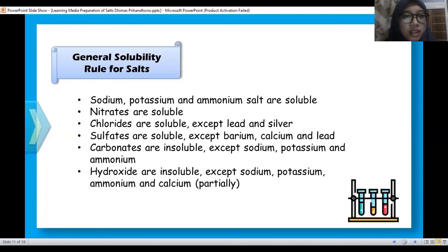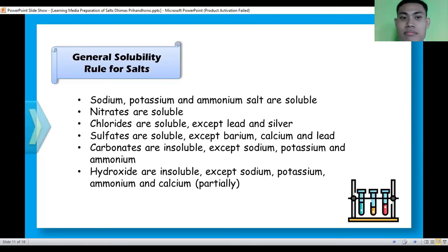General solubility rules for salt. Sodium, potassium, and ammonium salts are soluble. Nitrates are soluble. Chlorides are soluble except lead and silver. Sulfates are soluble except barium, calcium, and lead. Carbonates are insoluble except sodium, potassium, and ammonium. Hydroxides are insoluble except sodium, potassium, ammonium, and calcium.